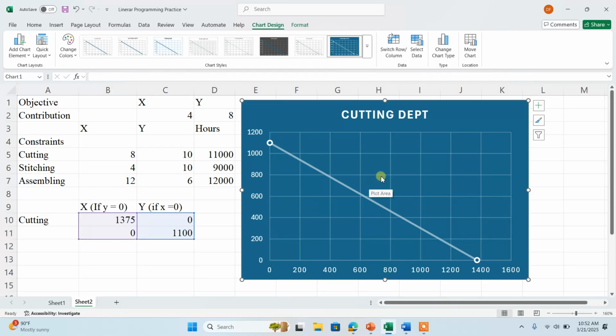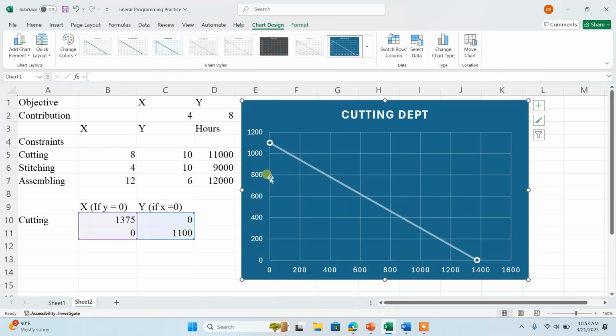I cannot produce this combination. For example, this combination means 800 of the y and 600 of the x. The reason is that for this I need more hours. So I cannot go beyond this line. I can be within these constraints. For example, I can produce 800 of the y and 200 of the x. I can produce this much, but this will not be the optimal use of the hours of the cutting department. It will consume fewer hours than are available to me.